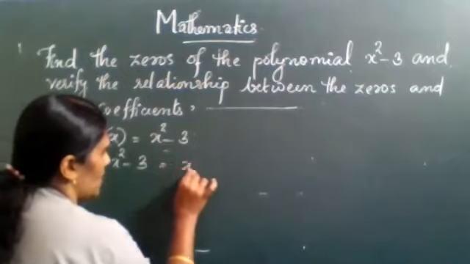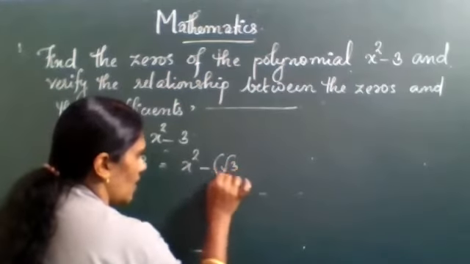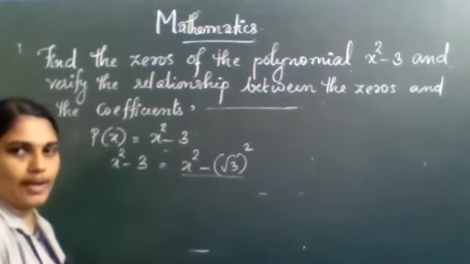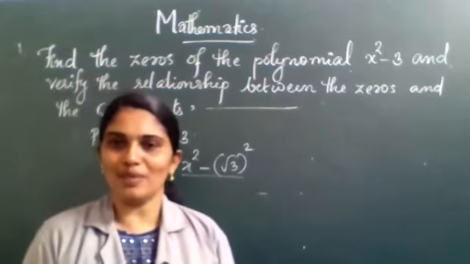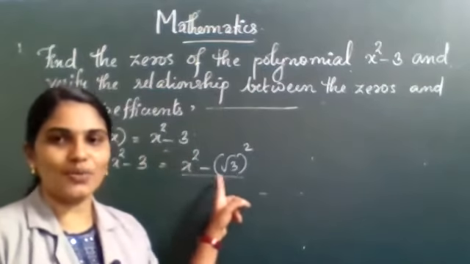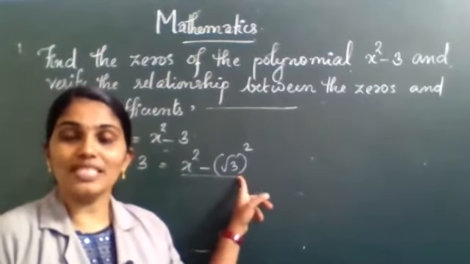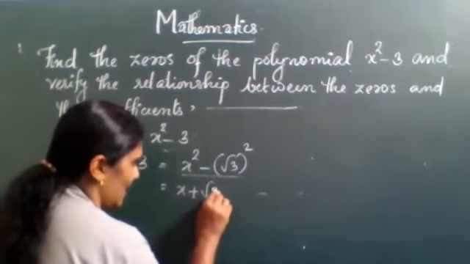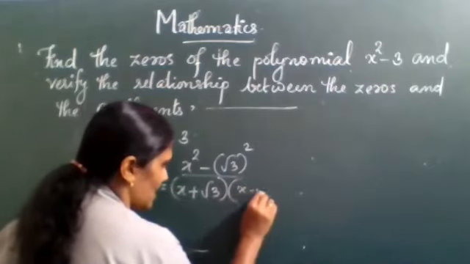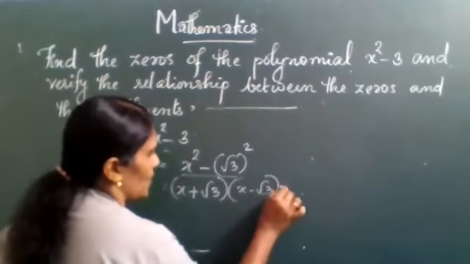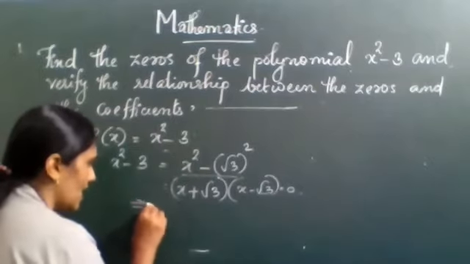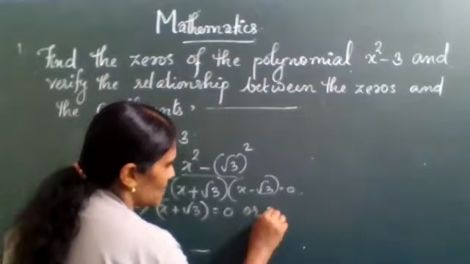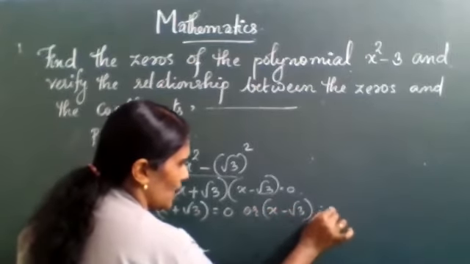X square minus 3 can be written as x square minus root 3 the whole square. So this is in the form a square minus b square. A square minus b square can be written as a plus b into a minus b. So x square minus root 3 the whole square can be written as x plus root 3 into x minus root 3. So x plus root 3 into x minus root 3 is equal to 0, which implies x plus root 3 equal to 0 or x minus root 3 equal to 0.